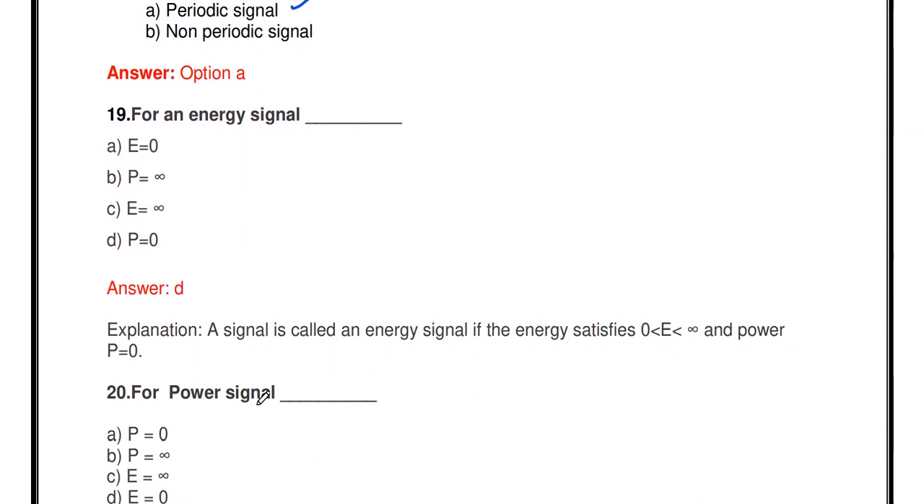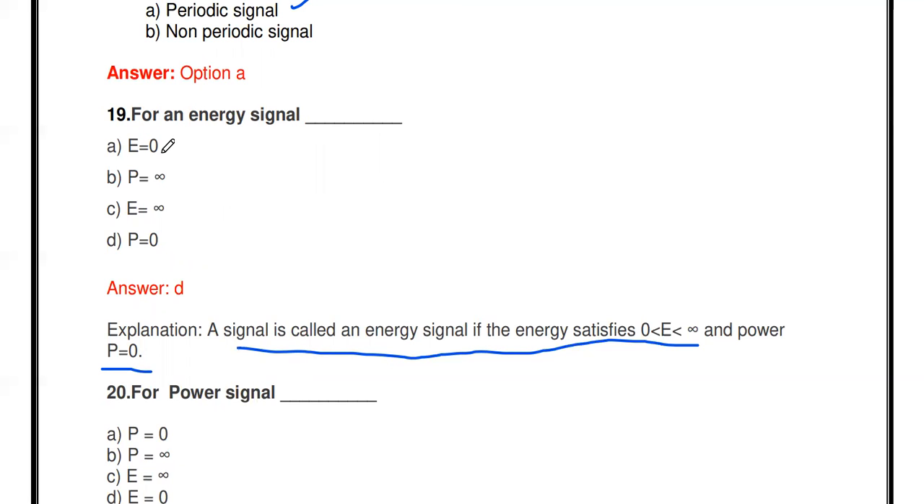Using energy and power, we can solve this for an energy signal. What does it mean by energy signal? If the signal has some finite energy value E, that signal is called an energy signal. A signal is called an energy signal if the energy value is between 0 and infinity, that is, one finite answer. And for an energy signal, the power value is equal to 0. This is the condition.